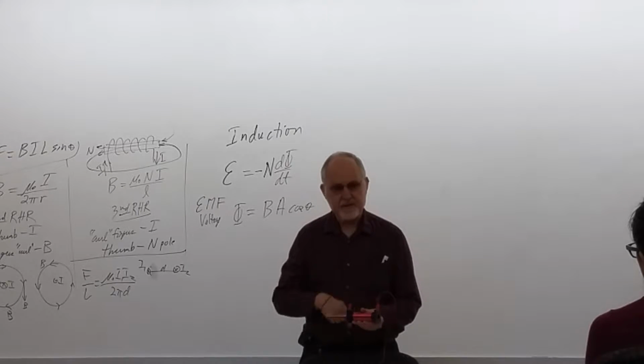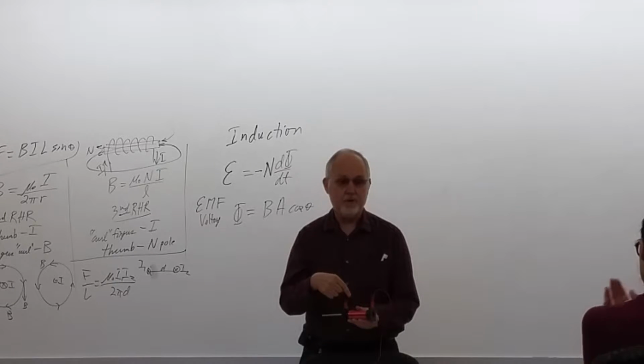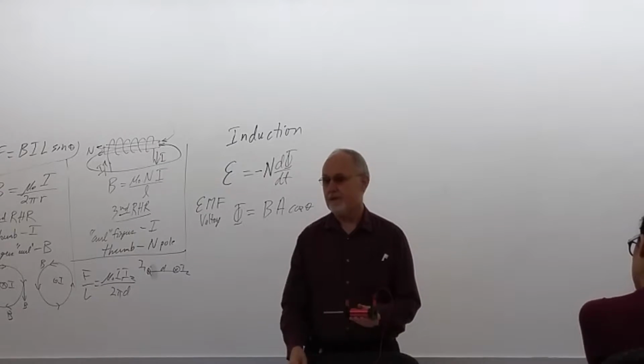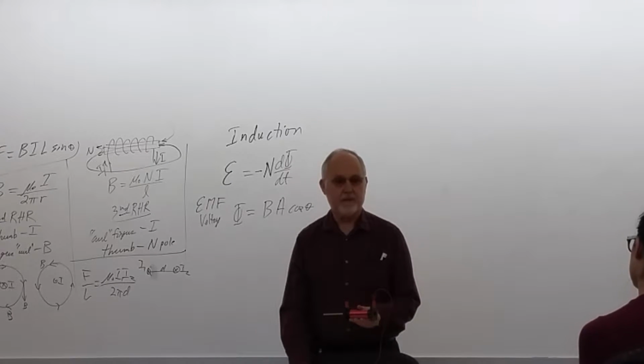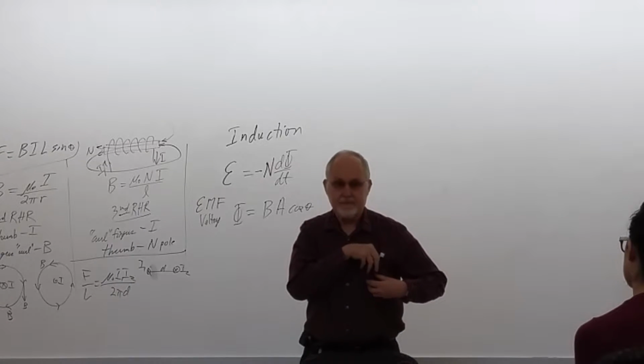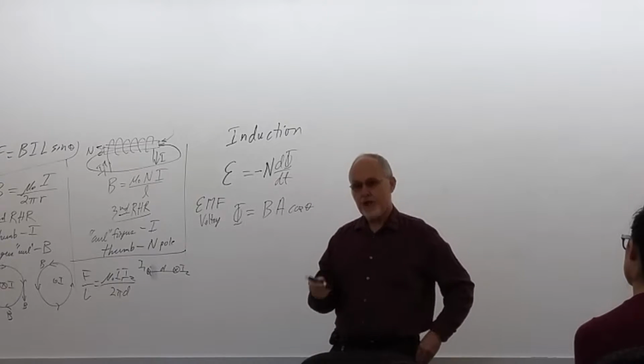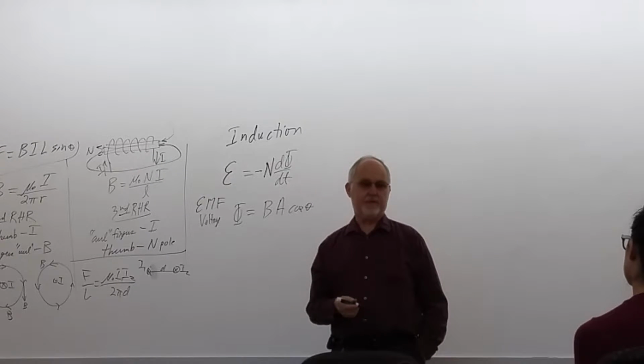You notice the magnet's inside the coil now, but there's no current because it's not changing. It's got a magnetic field inside of it, but it's not a changing magnetic field, and therefore there's no induced voltage or current being produced in my circuit. So in order to have this induced electricity, I've got to have a changing magnetic flux.